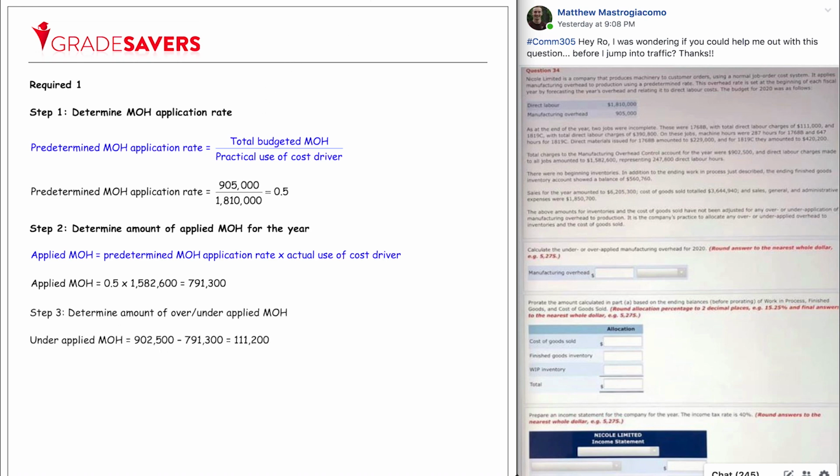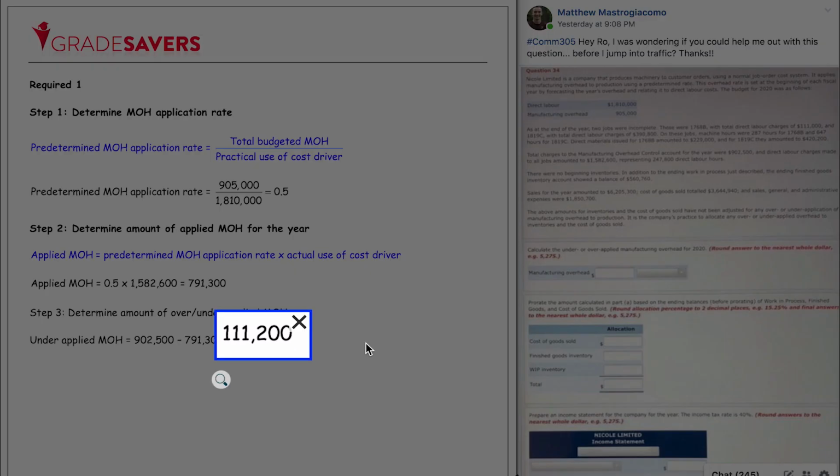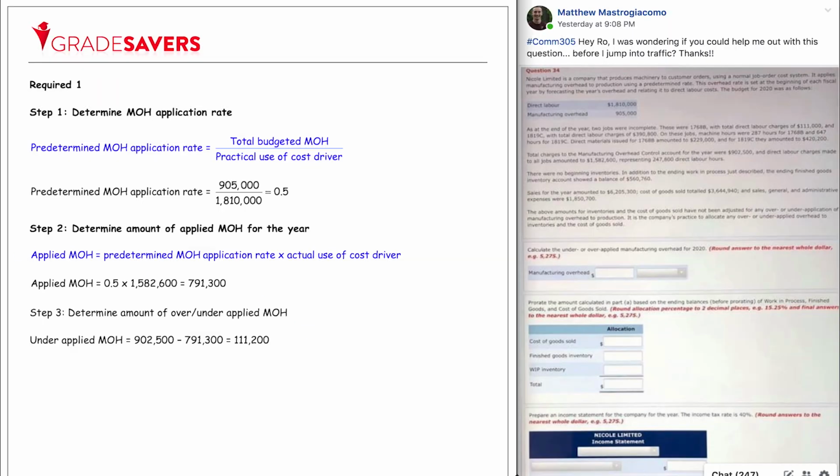The amount of underapplied MOH is simply the difference between the actual overhead and the applied overhead. And if we were to work that out, I'm hoping you'd get an answer of $111,200. So there we have it. That's how I would tackle required 1. Let's have a look at required 2.